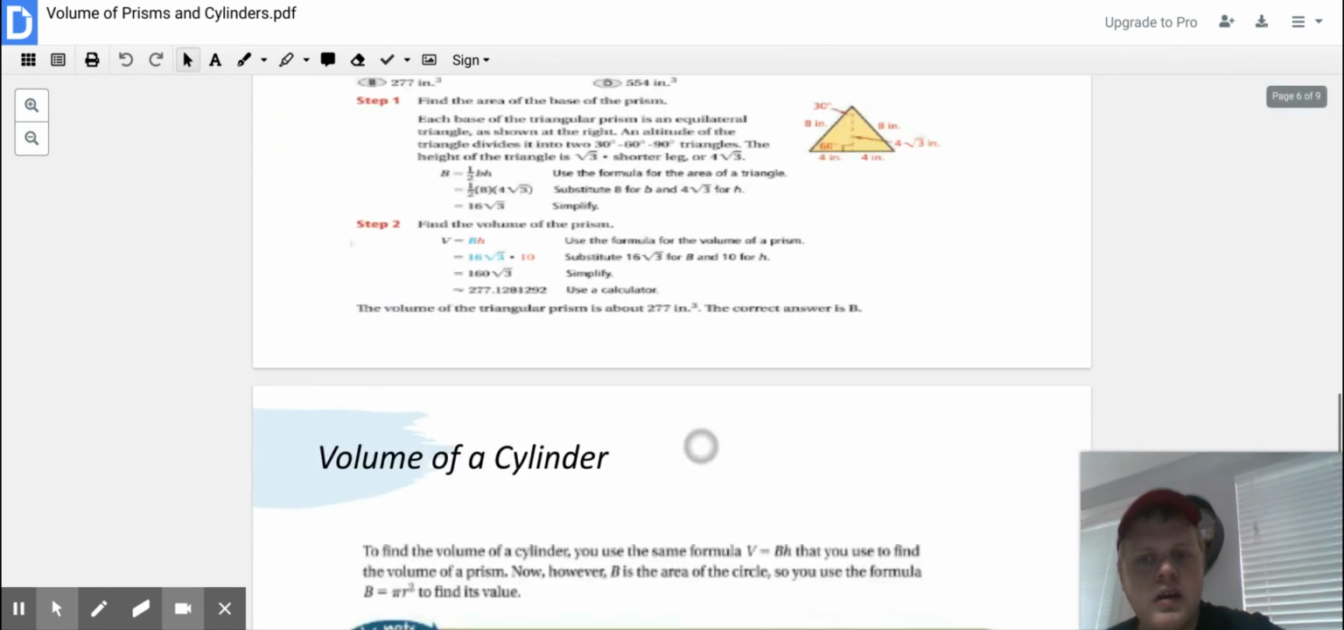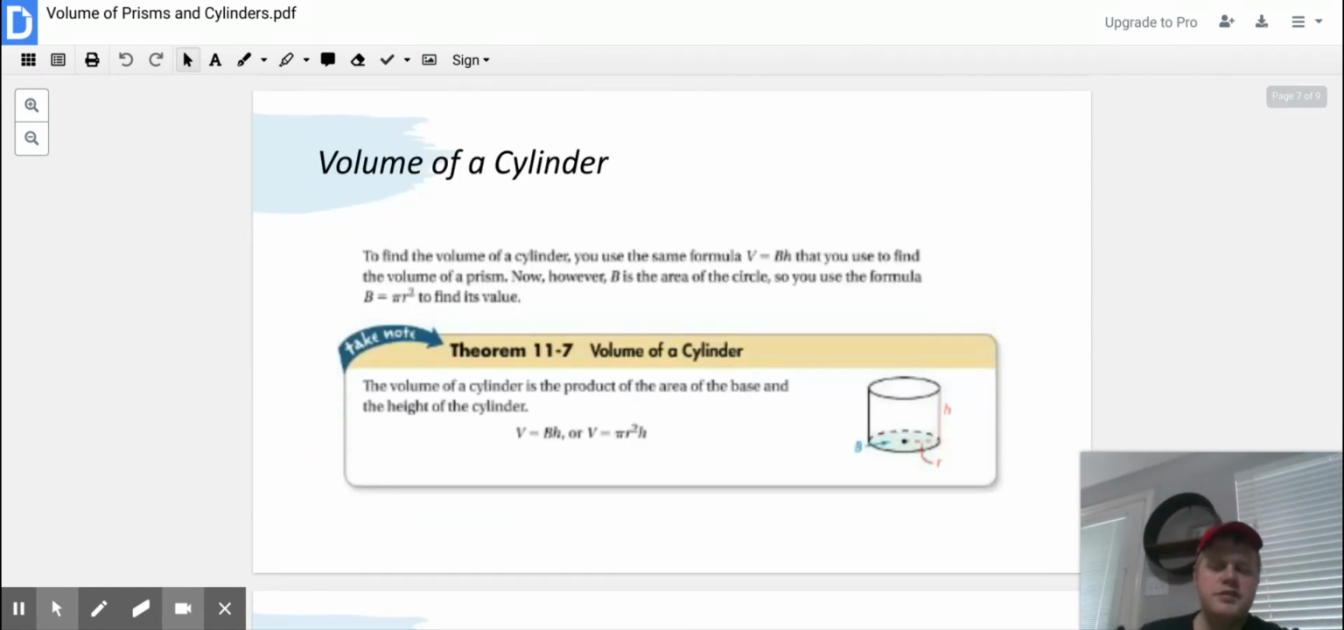Okay. Volume of a cylinder here. To find the volume of a cylinder, you use the same formula, V equals BH, that you use to find the volume of a prism. Now, however, B is the area of a circle. So you use the formula B equals pi r squared. That's the area of a circle, pi r squared, to find its value. So to find the volume of a cylinder, you can either use BH or you can use the formula pi r squared H, which is what I would recommend you use. So again, for a cylinder, you use pi r squared H. That's the formula we're going to end up using here.